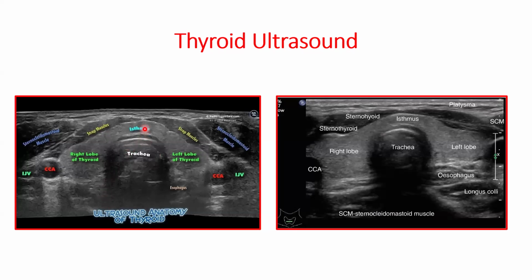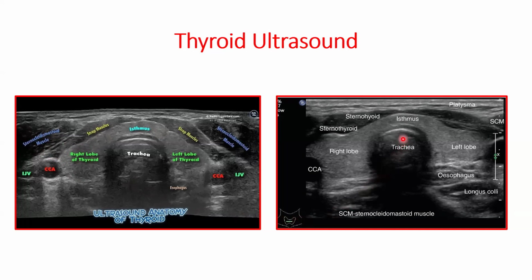Now, again, the landmark is the trachea in the center. In front of it is the isthmus. And here is the right lobe. This is the right common carotid artery and the right internal jugular vein. This is the right sternocleidomastoid muscle and the right strap muscles. And here is the left thyroid lobe, the left common carotid artery and the left internal jugular vein, the left sternocleidomastoid muscle and the left strap muscles. Again, a normal thyroid looks hyperechoic compared to the relevant strap muscles.